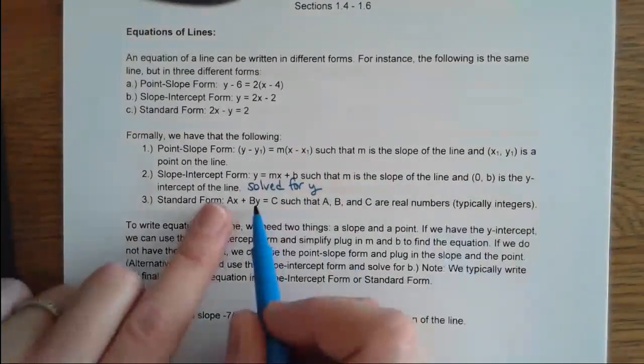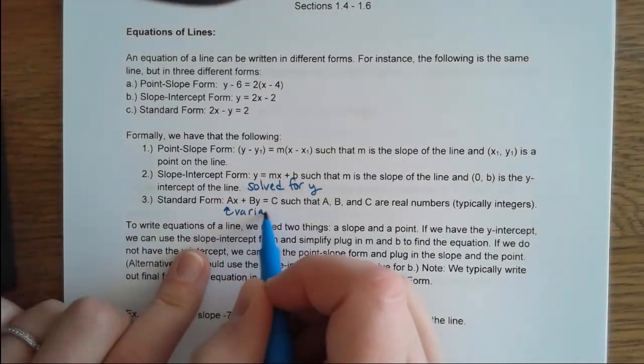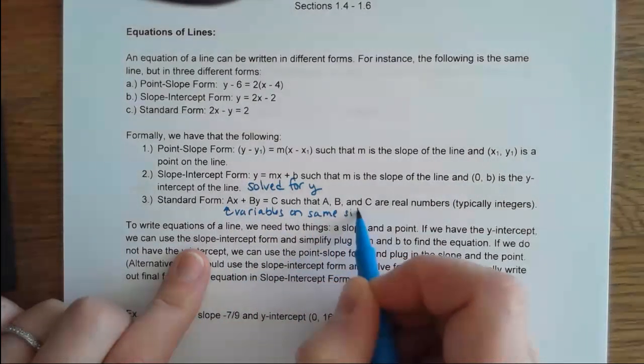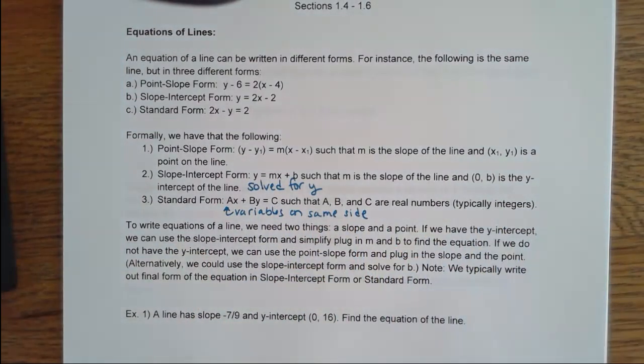And what you see here is that the variables are on the same side in this case. A, B, and C don't have to be integers, but typically they are. So a lot of times what we'll do if we're in standard form is we will clear out fractions and things like that, just to make it a little bit nicer to read.